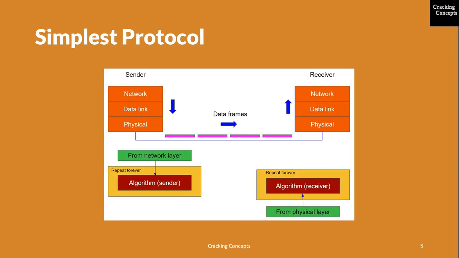Now looking into the simplest protocol, we have the sender and the receiver, and we have three layers shown for both sender and receiver, which are network layer, data link layer and physical layer. Data frames are just sent from the sender to the receiver. There are no acknowledgement packets expected back from the receiver. And the algorithm for sender and receiver will repeat forever, and they will be activated based on the request from the network layer in case of sender and the request from the physical layer in case of the receiver.